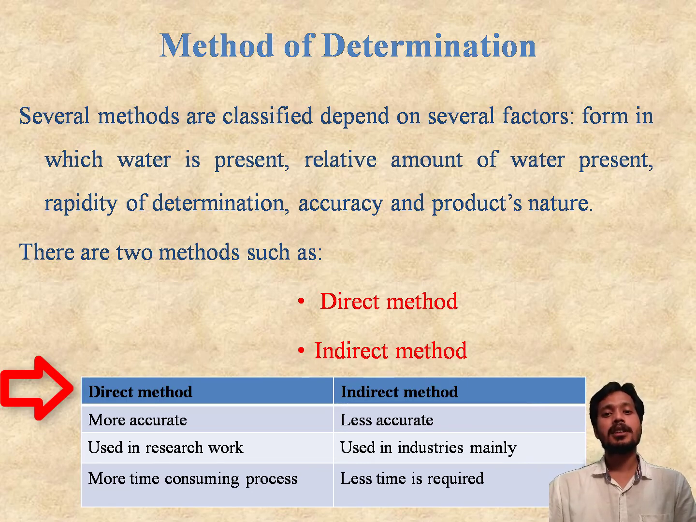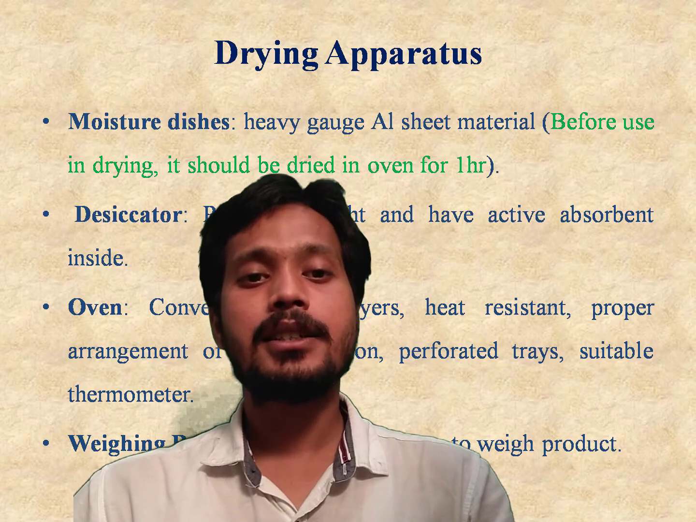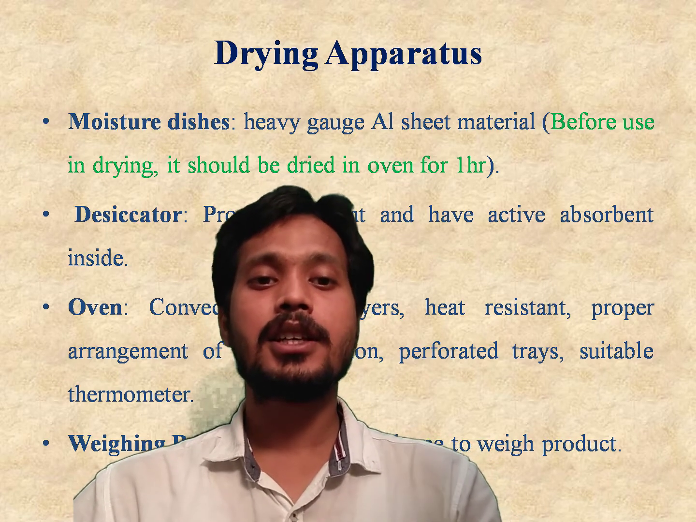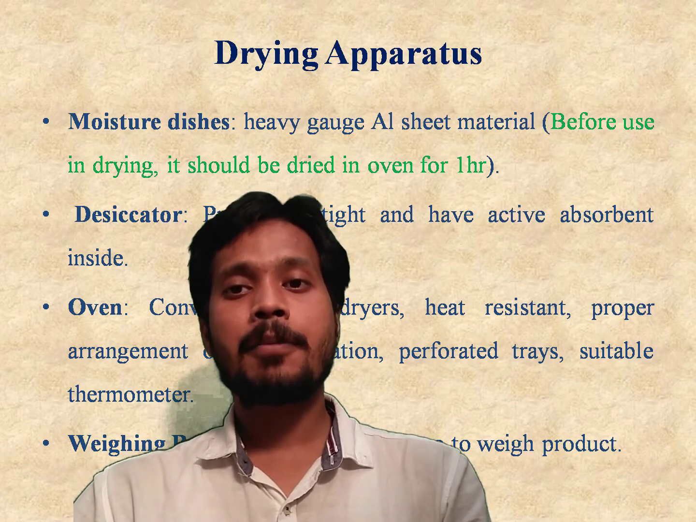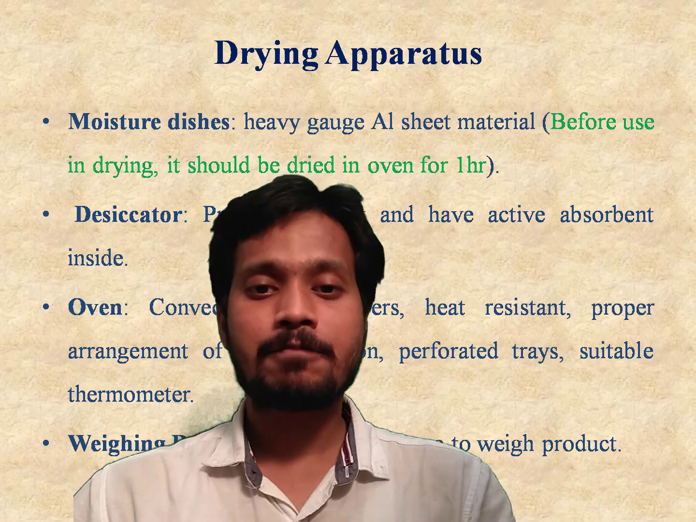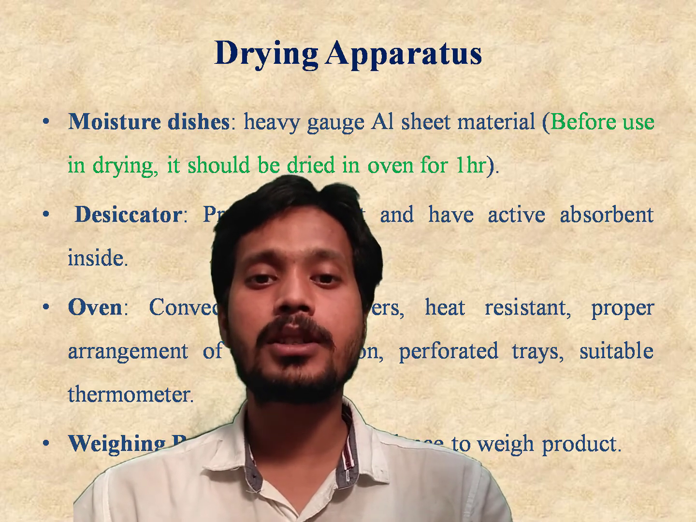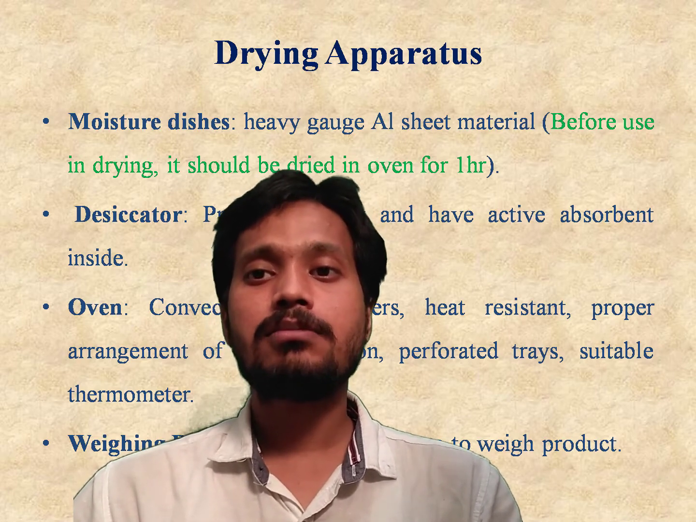That's why it's dominantly used in industry. And the direct method is a more time consuming process, while the indirect method is a less time consuming process. Now before we start the several drying methods to calculate moisture content, we should have knowledge about their equipment or apparatus.